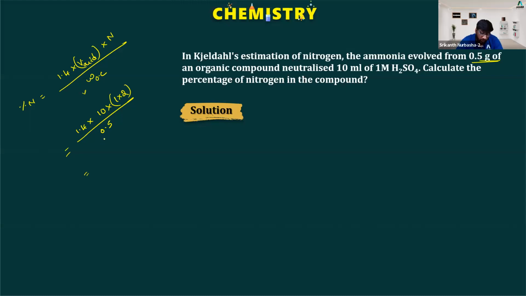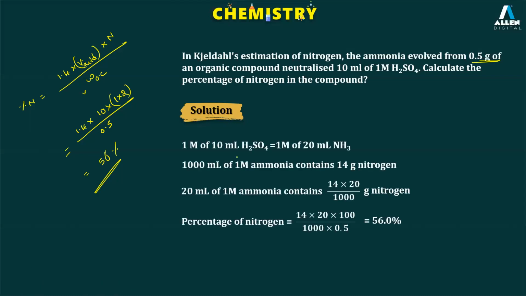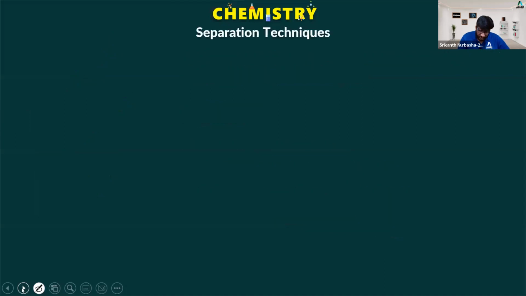How will it come to 0.56? Check it once. Because 1.4 by 0.5, we have... sorry. Okay, 56%. So the same thing we can do in the formula or derivation manner also. We'll get 56%. We have the formula derived as well. Simply substitute, get the answer.